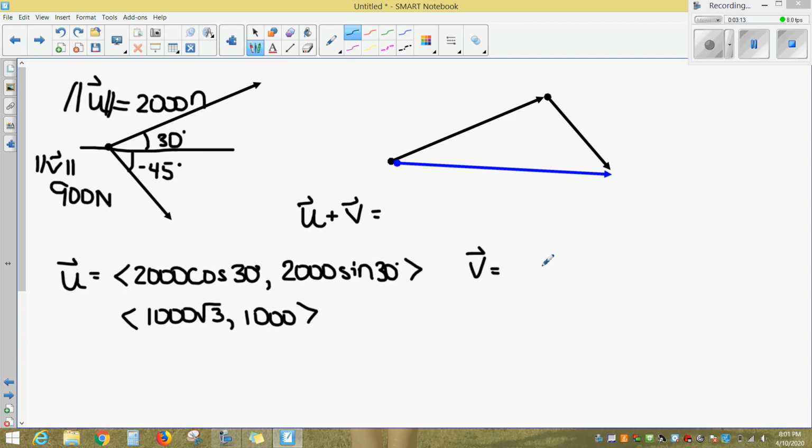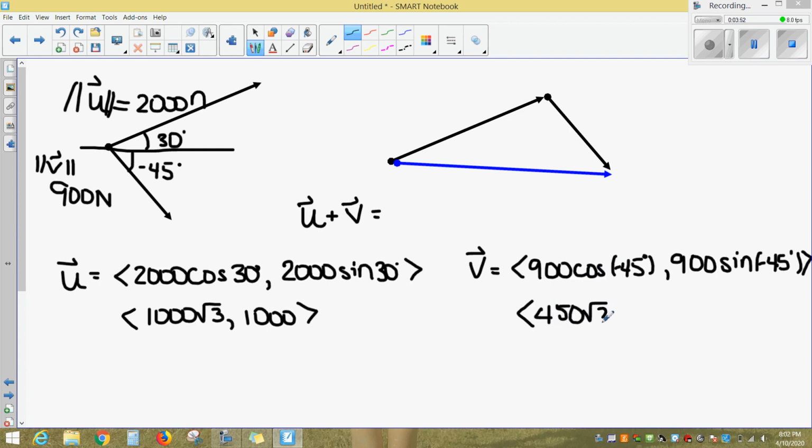If we're looking at vector V, we know the x component is the magnitude times the cosine of the angle it makes with horizontal. And the y component is the magnitude times the sine of the angle it makes with horizontal. Now the cosine of negative 45 degrees, if I am in the fourth quadrant here, my adjacent side is positive along with my hypotenuse, so I know that the cosine is positive. Okay, and it's positive square root of 2 over 2. So I have 450 square root of 2.